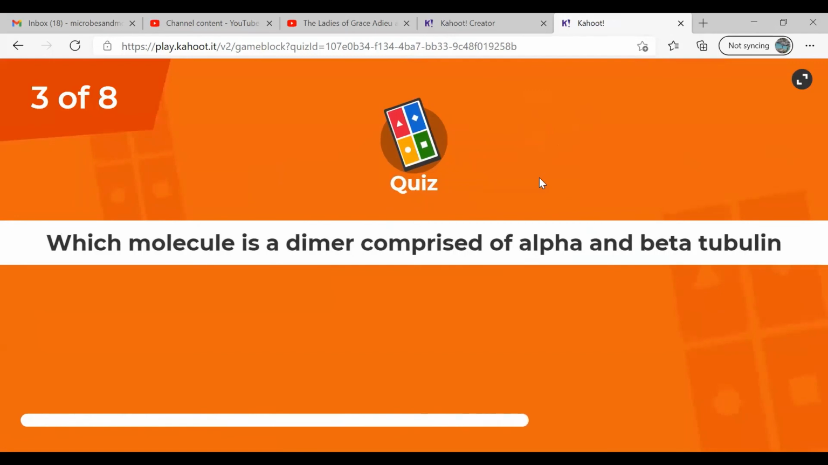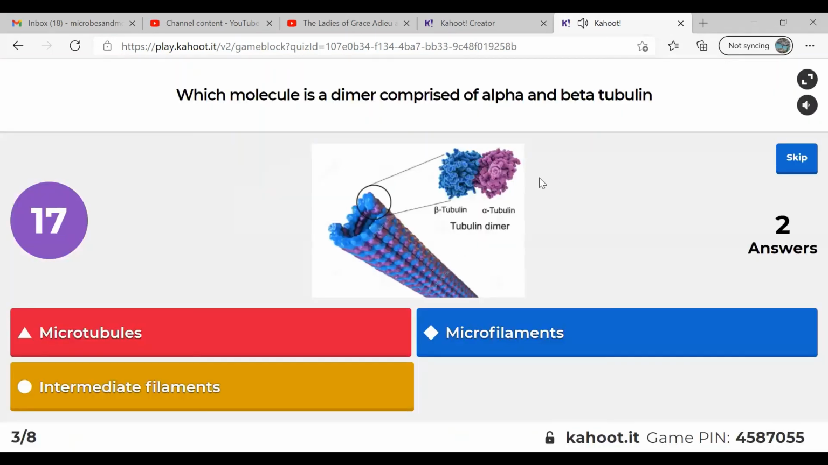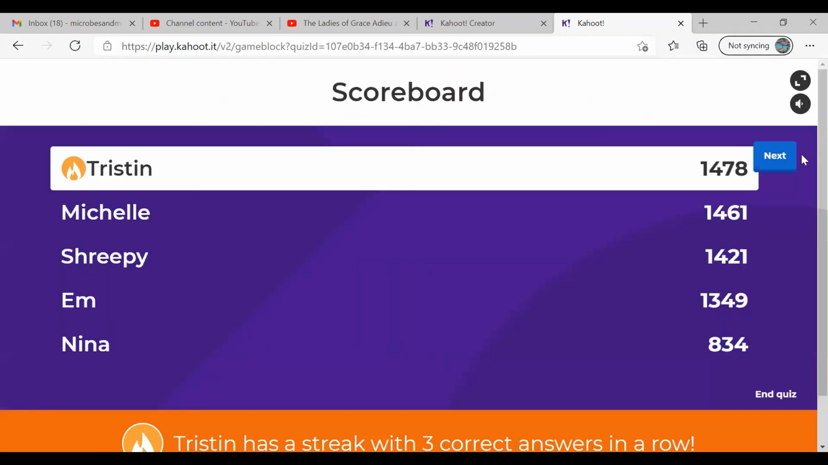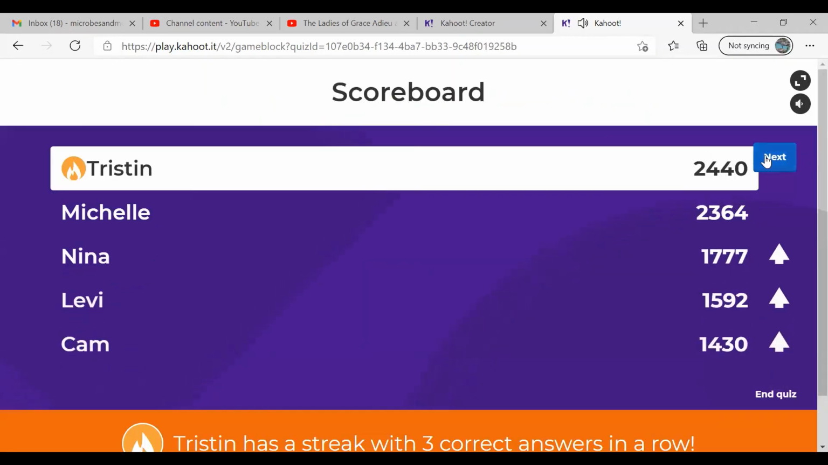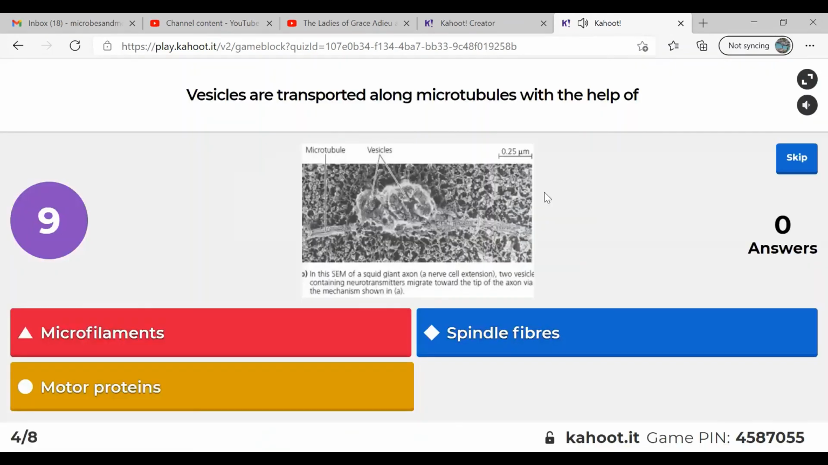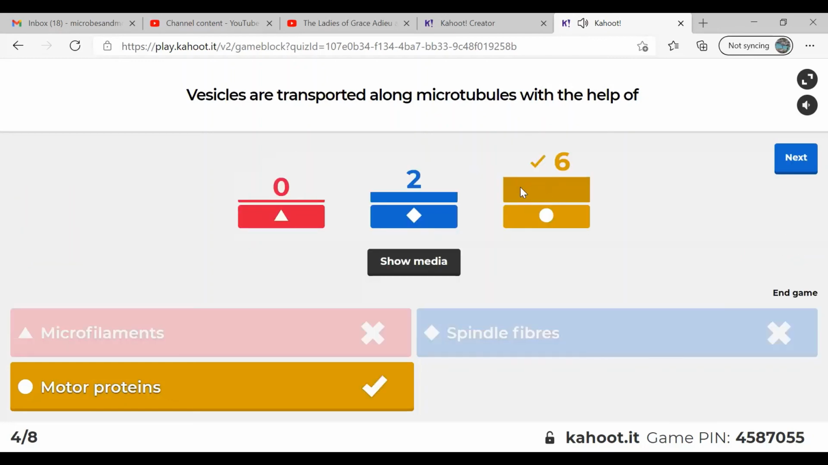Question 3, which molecule is a dimer comprised of alpha and beta tubulin? Microtubules, microfilaments, intermediate filaments. All right, good job. So what was the question? We've got tubulin makes microtubules. Okay, we're getting there. Question 4, vesicles are transported along microtubules with the help of motor proteins. That is correct. Microtubules are the same structure as spindle fibers, so what's helping them is the motor proteins. Those are the things that hydrolyze ATP and move things along.